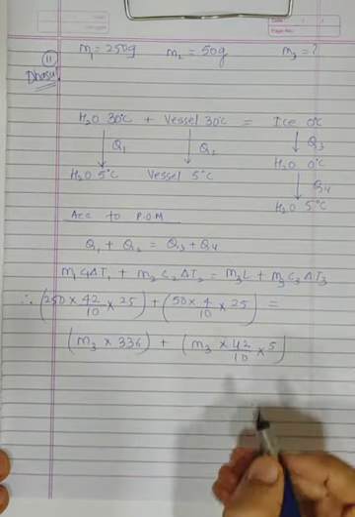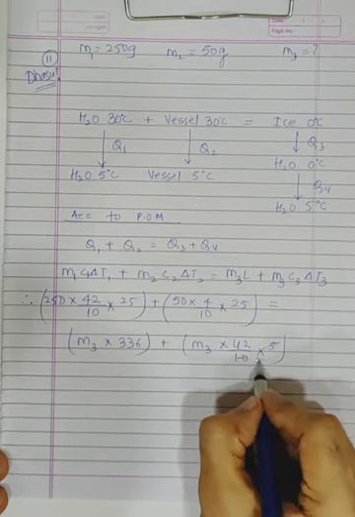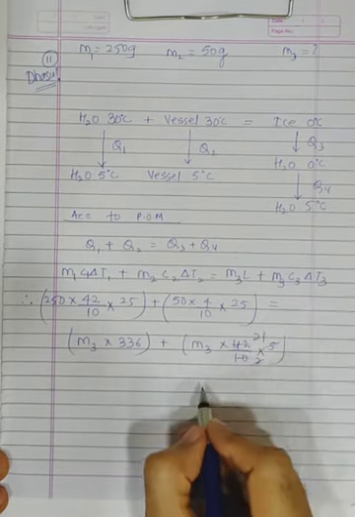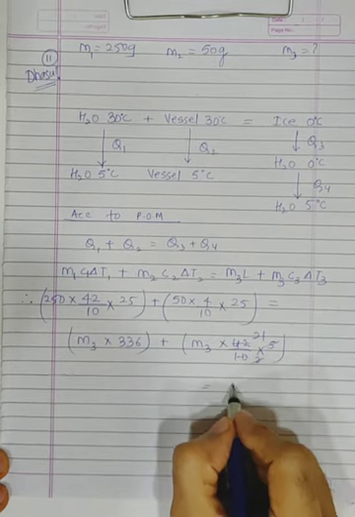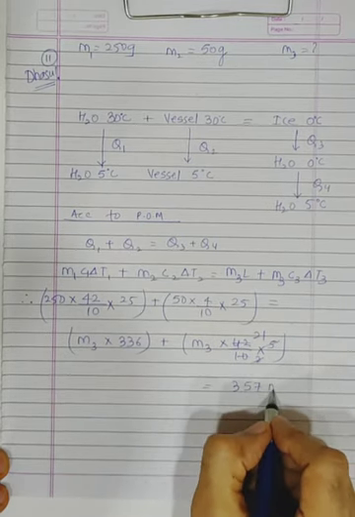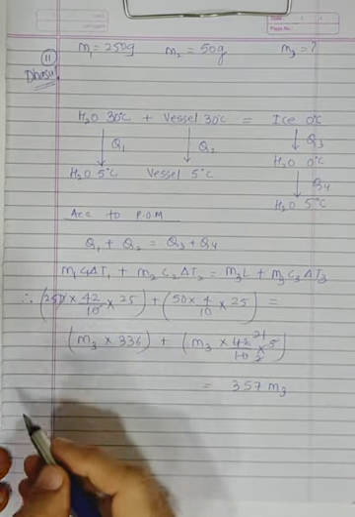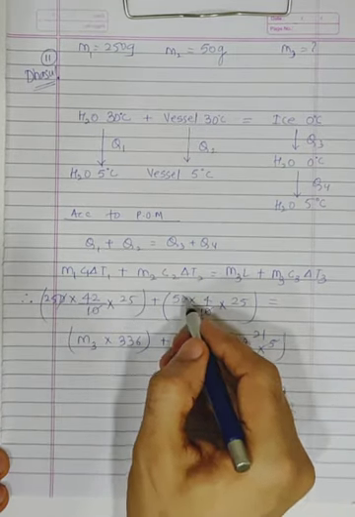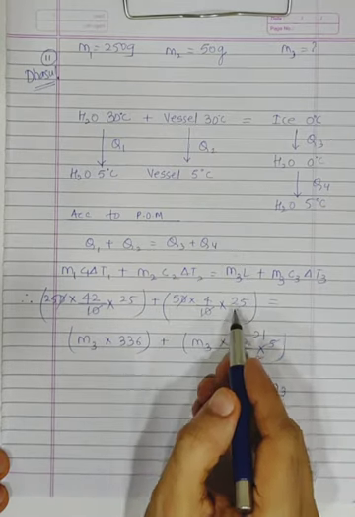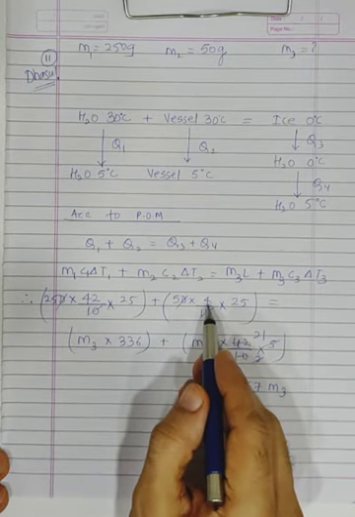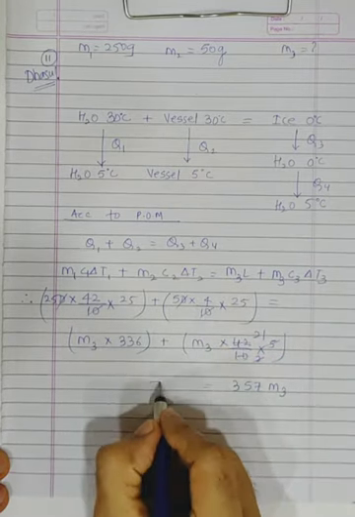So now 5 ones are 5, 5 twos are 10, 2 ones are 2, 2 2s are 4. When you add this, you will get 357 M3. Cancel this 0 and 0. Cancel this 0 and 0. What is 25 fours? 100. 100 into 5, 500 here.